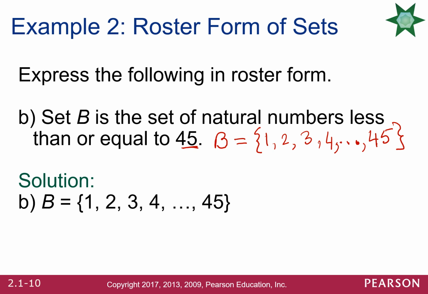We do not have to write each and every number. It's a well-defined set. We know all the numbers between 1 and 45 inclusive, so we can just write a few and then skip the rest and end the set with the last value in the set, which is 45.